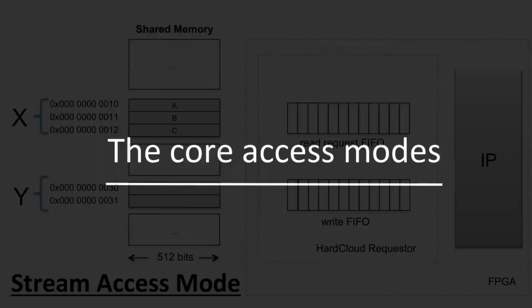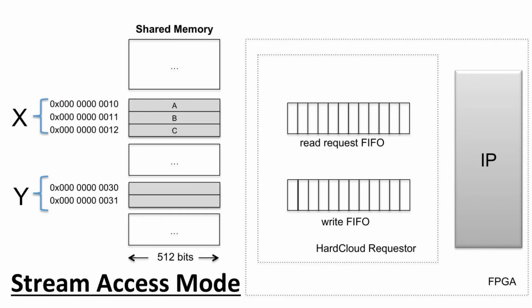The HardCloud interface provides an effortless method to connect the IP core by extending information with the OpenMP runtime and reading or writing the shared memory in a seamless way. Moreover, two operation modes are available to execute a read or write operation, and they are stream and index. First, we are going to explain the stream mode.